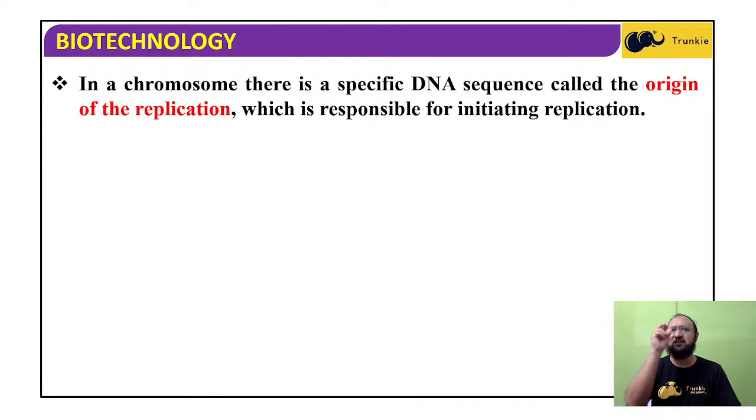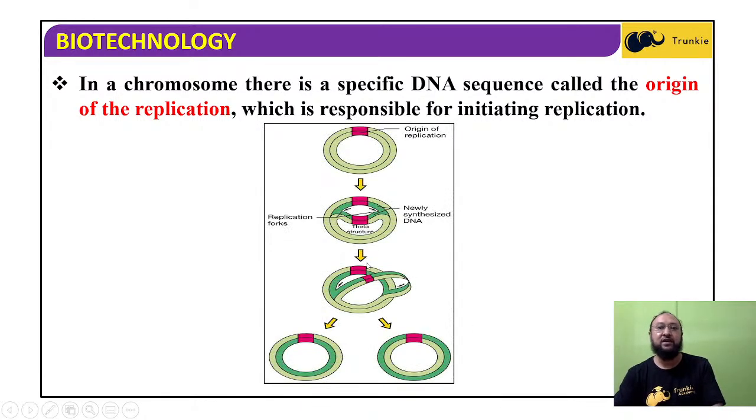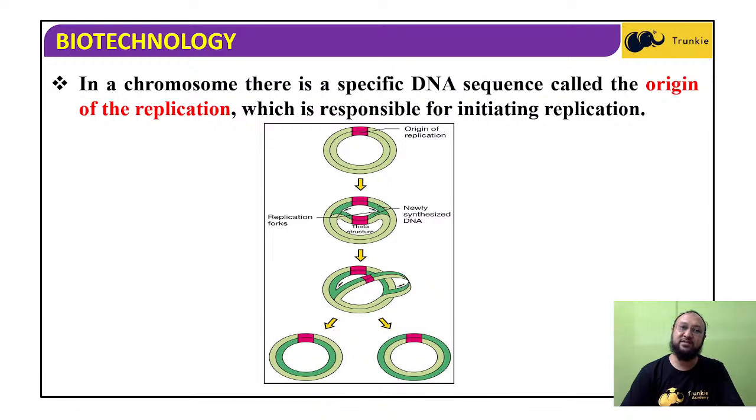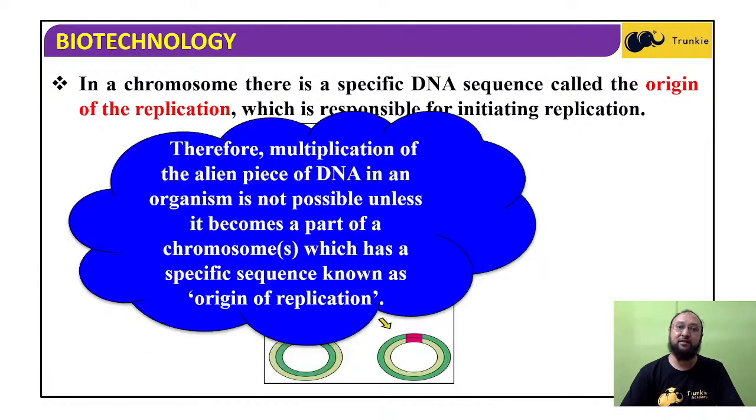There is one particular region in the DNA called the origin of replication, which is responsible for initiating replication. Replication starts from the origin of replication site, and then there is a formation of the replication fork. Newly synthesized DNA starts forming, and then replication of the whole DNA takes place.